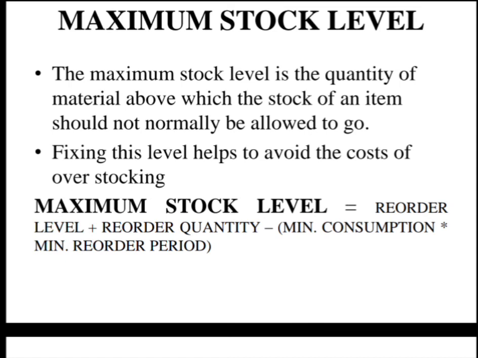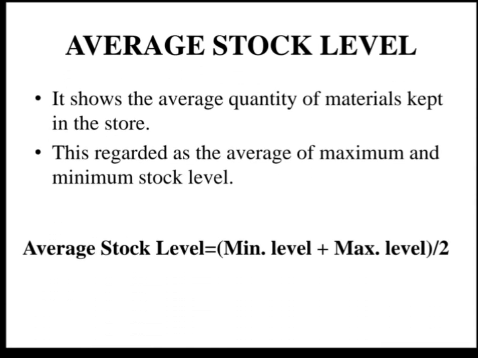The equation is reorder level plus reorder quantity, minus minimum consumption and minimum reorder period. What is the average stock level? It shows the average quantity of material. It is not the minimum or maximum, it is the average that we should keep. So the equation is minimum level plus maximum level, divided by 2.